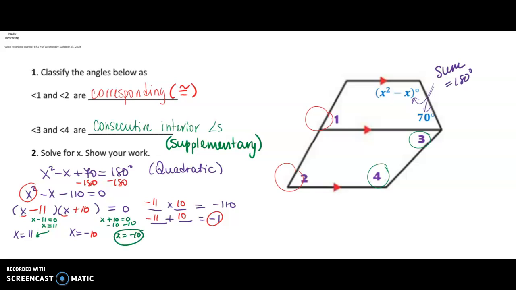So those are my two solutions, and they actually both worked because when I plug in 11, I get 121 minus 11, which is 110, supplementary to 70. So x equals 11 worked. And then if you try x equals negative 10, you get 100 minus negative 10, which also gives you 110, which is a positive angle. So they both work.